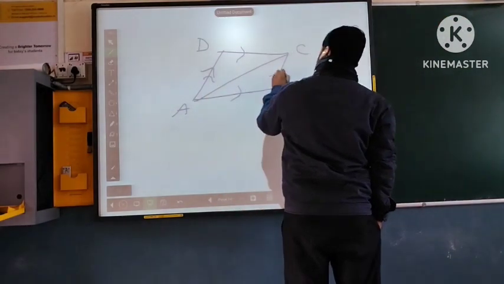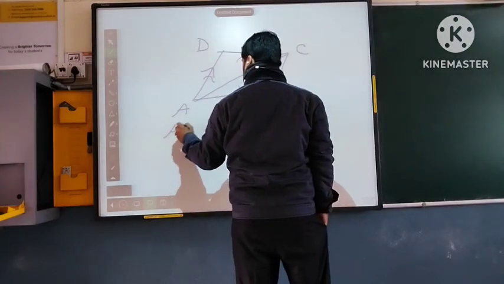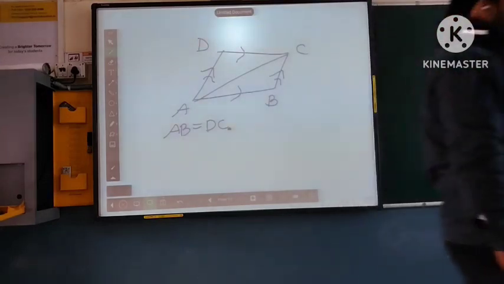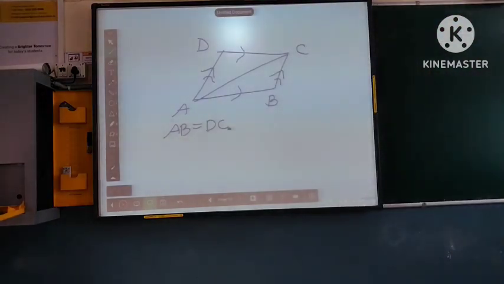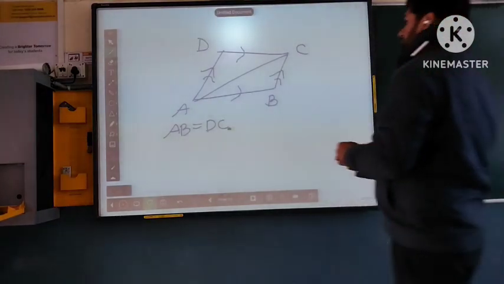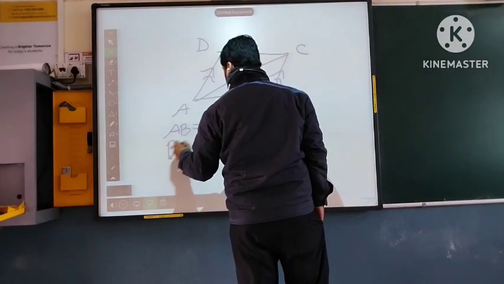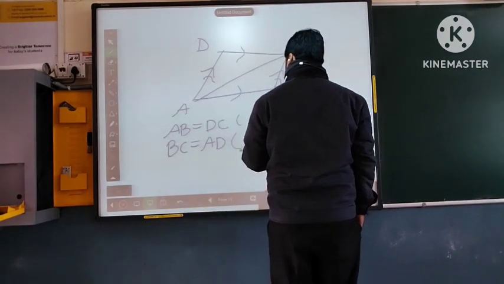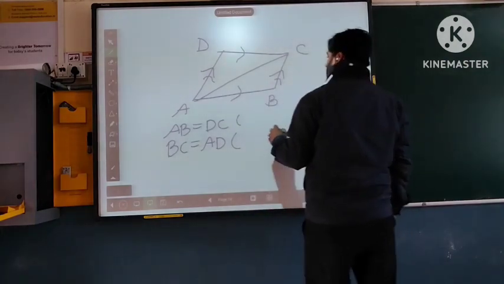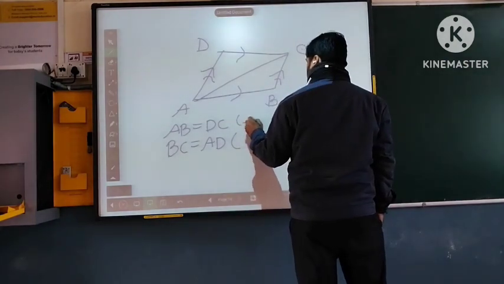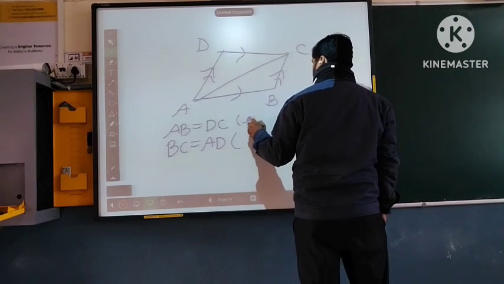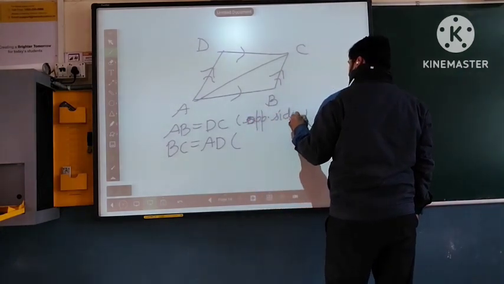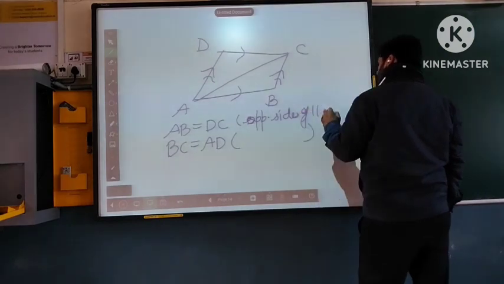Then see here, these are parallel sides; opposite sides are parallel in a parallelogram. AB equal to BC. In these two triangles, we are taking AB equal to BC, then BC equal to AD. Okay, what is the reason for this being equal? They are opposite sides of a parallelogram.